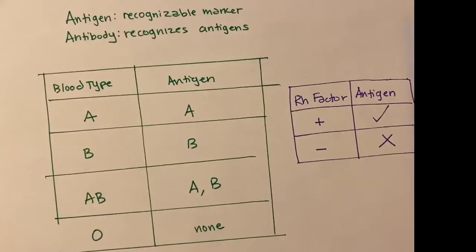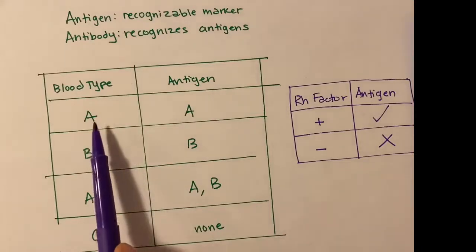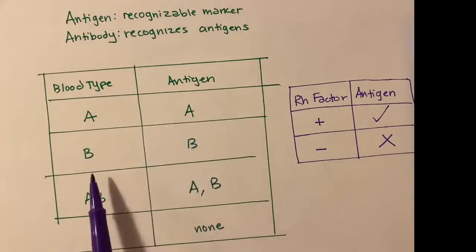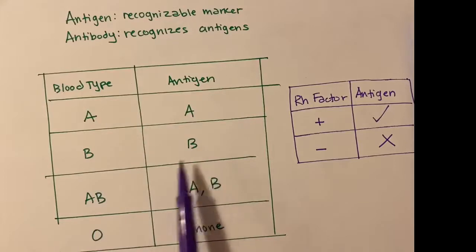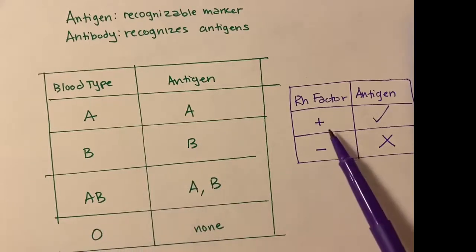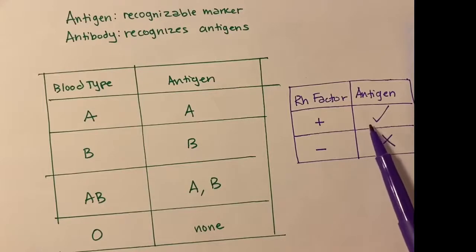Your immune system will attack blood that has foreign antigens in it. Blood type A has the antigens for A. Blood type B has the antigens for B. Blood type AB has the antigens for both A and B. And blood type O has no antigens in it. Rh positive blood has Rh antigens, and Rh negative blood lacks Rh antigens.